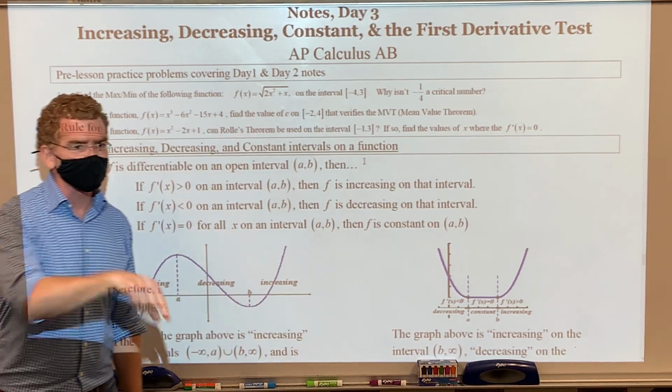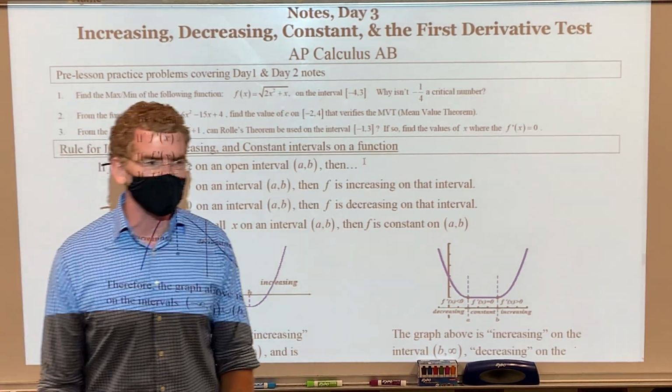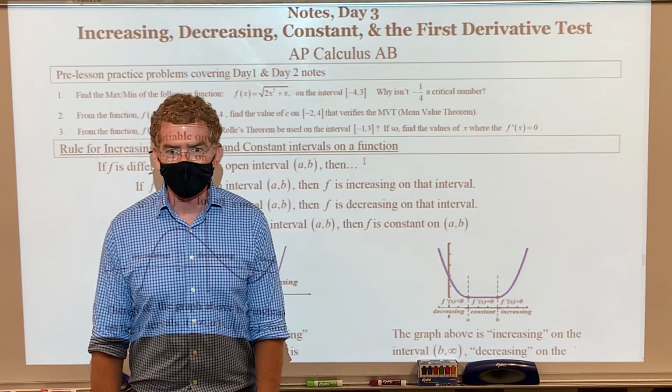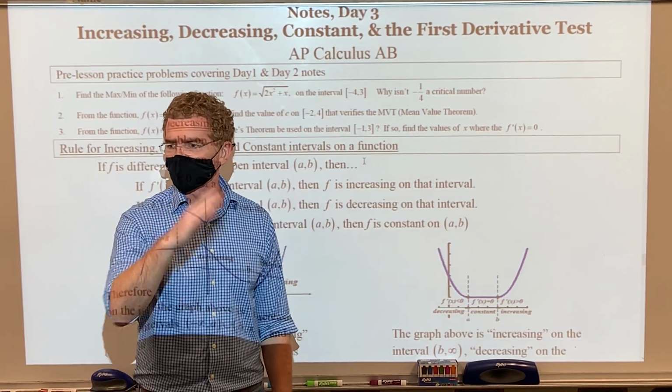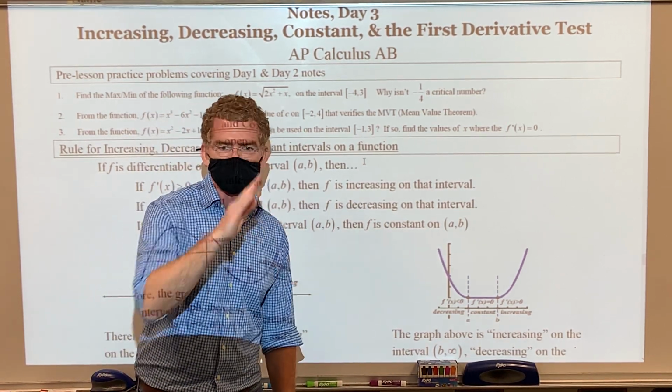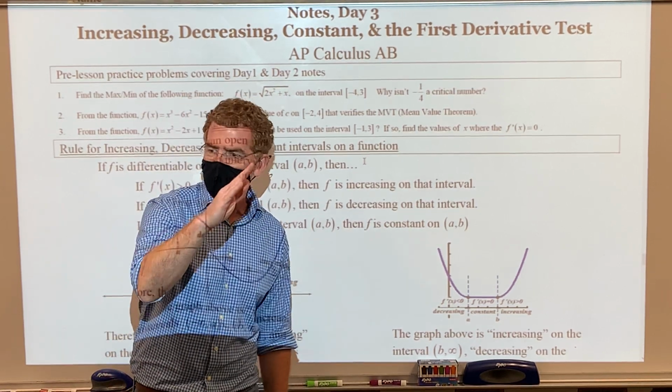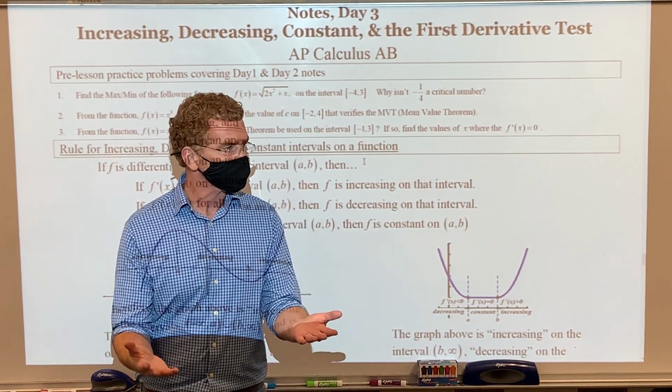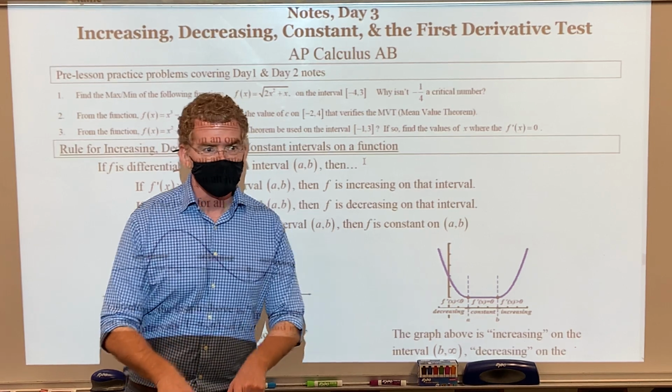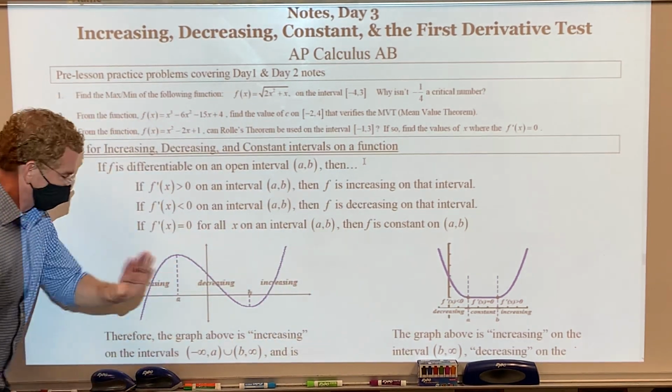So, if I took a derivative and I just plugged a number in and I got positive 7, then you go, oh, that must be increasing on that region. If I got positive 2, oh, it must be increasing on that region. If I got positive 1, oh, it must be increasing on that region. I know that. Okay, and vice versa. I'll get to that later.